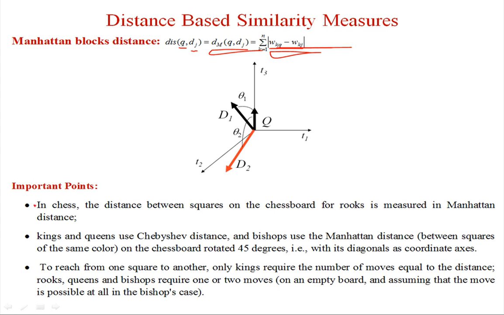Important points: in chess, the distance between squares on the chessboard for rooks is measured as Manhattan distance, for kings and queens by Chebyshev distance, and bishops use Manhattan distance between squares of the same color on the chessboard rotated by 45 degrees with its diagonals as the coordinate axes. To reach from one square to another, only kings require the number of moves equal to the distance of rooks. Queens and bishops require one or two moves on the empty board, and assuming that the move is possible at all in the bishop's case. Thanks.